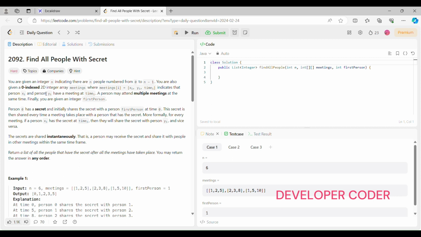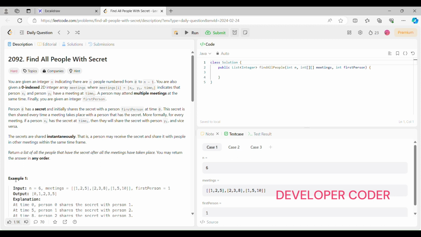And you are also given a 0 indexed 2D integer array meetings, where meetings[i] is equal to xi, yi, time i, and it indicates that person xi and person yi have a meeting at that time. Okay, and a person may attend multiple meetings at the same time. And finally you are given an integer firstPerson.